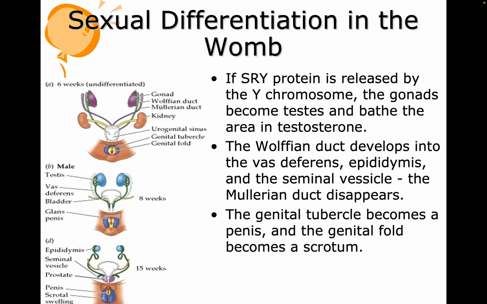If the SRY protein is released by the Y chromosome, the gonads become testes and bathe the area in testosterone. The Wolffian duct develops into the vas deferens, the epididymis, and the seminal vesicle. The Mullerian duct disappears. The genital tubercle becomes a penis, and the genital fold becomes a scrotum.